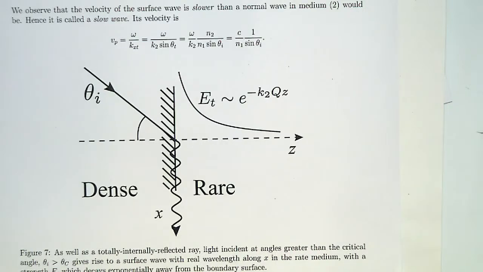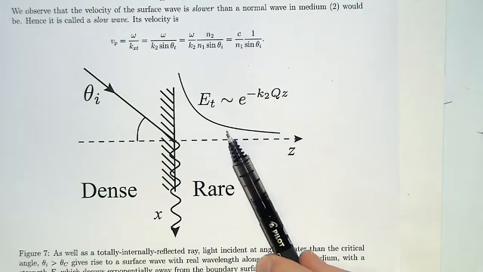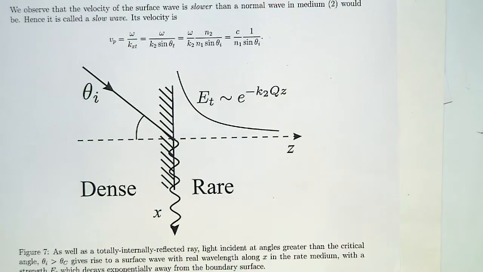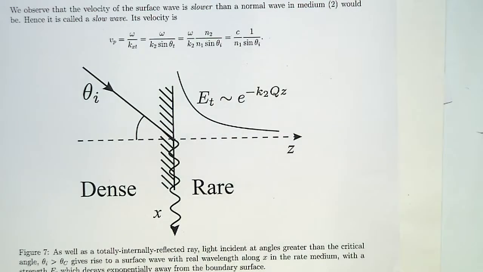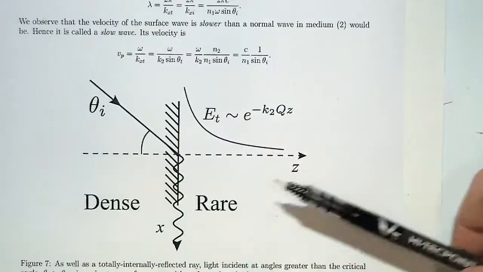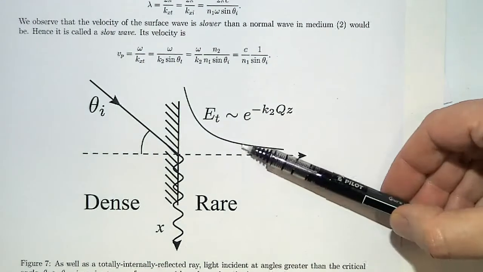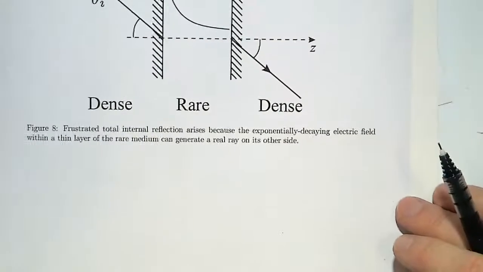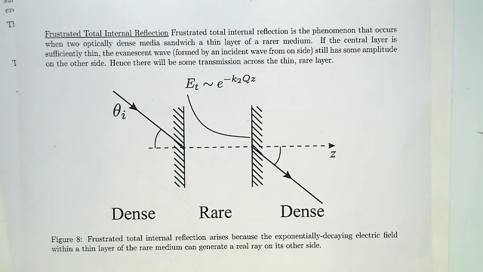Now you can see that within the material there is still an electric field going up and down away from the surface, away from this boundary. Whilst the amplitude decreases exponentially, it's still going up and down as a function of time. So if I were to put in another boundary, say two pieces of glass with a piece of air between them, I can actually see an oscillating electric field at this other boundary. So that's the concept of frustrated internal reflection.